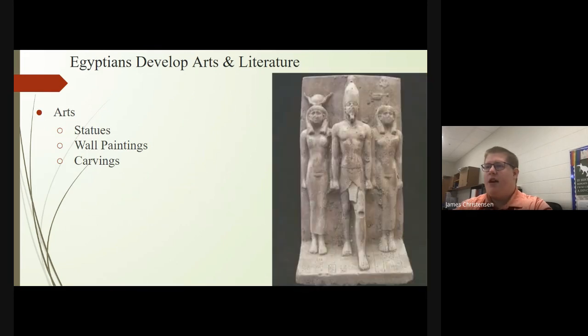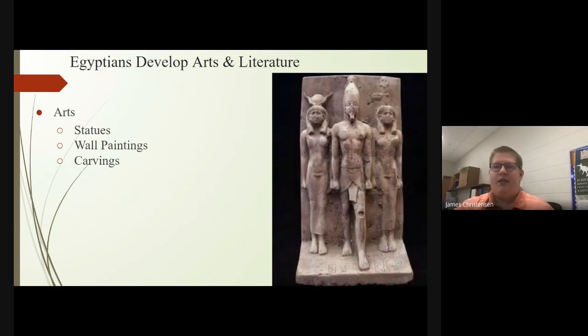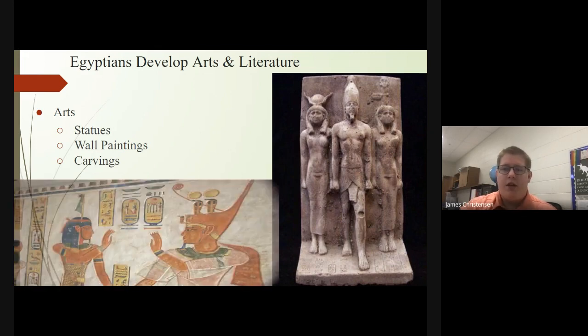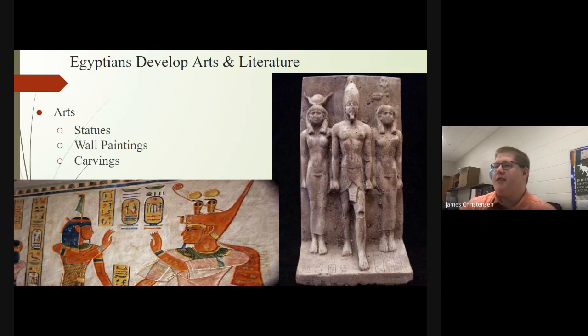Now, in terms of Egyptian art, they used a lot of statues, wall paintings, and carvings, which was traditional for ancient Egypt. Here are a couple photo examples for you in terms of some of the hieroglyphic displays and carvings, as well as some of the statues as well.